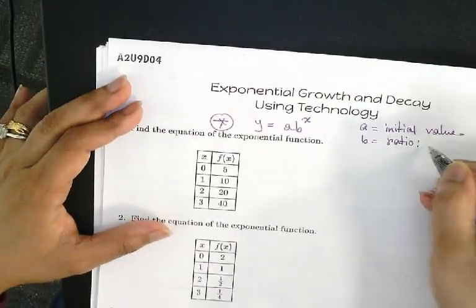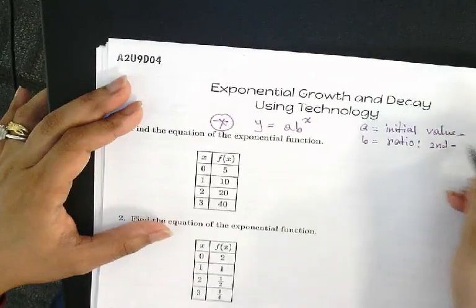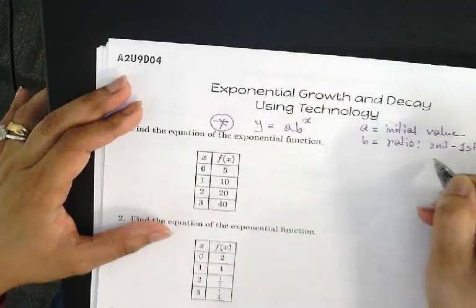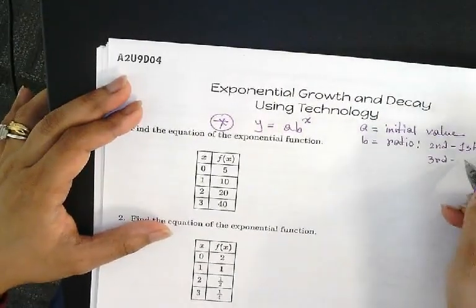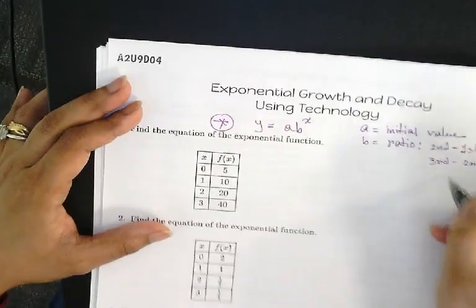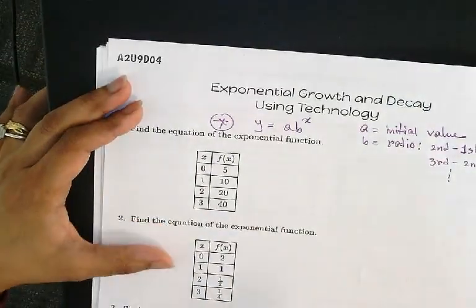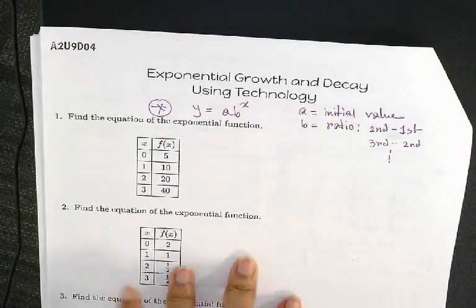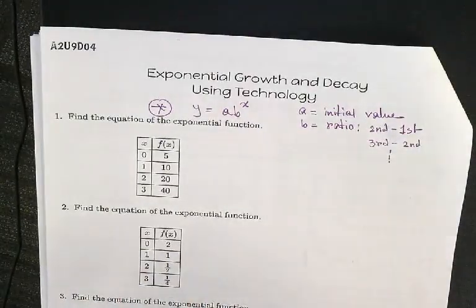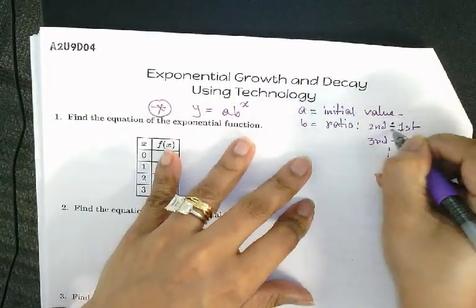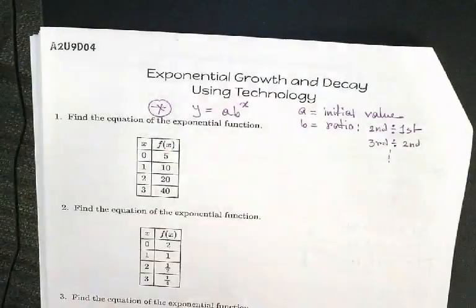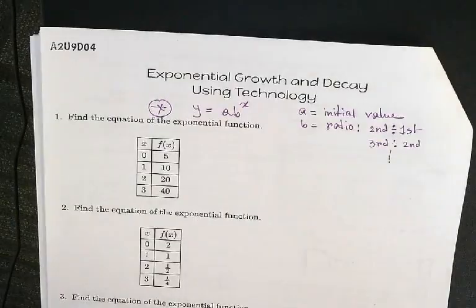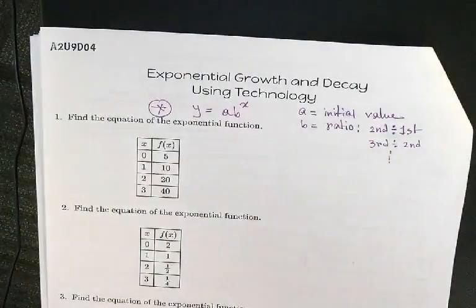and the ratio will always be second divided by first, third divided by second, and so forth and so on. Not the minus, sorry, division. This is a division, I'm sorry. So second divided by first, third divided by second, so it's a division. It's a ratio.